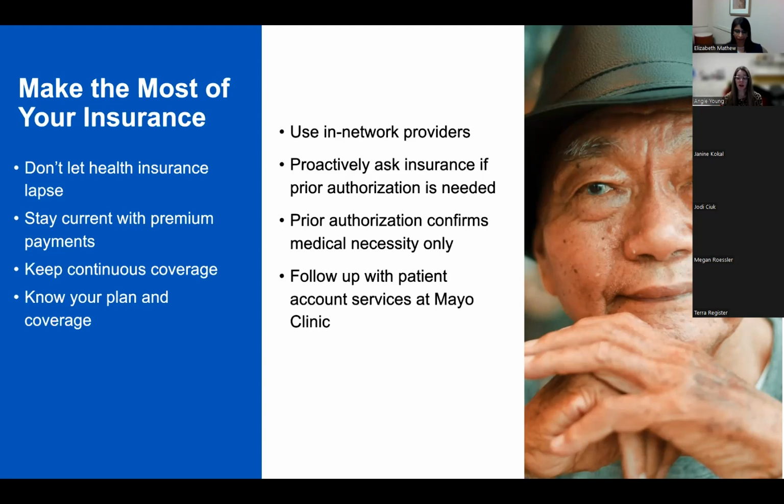And then if there are any questions, follow up with your care team or the patient account services at Mayo Clinic, as we're all able and willing to help troubleshoot any questions that you might have along the way. It's not uncommon for these to come up along your cancer journey. Two and three months down the road, sometimes these things will pop up. So please reach out to the team at any time.